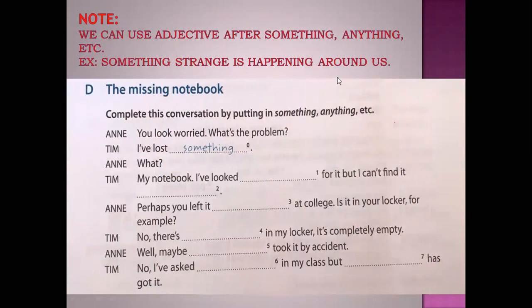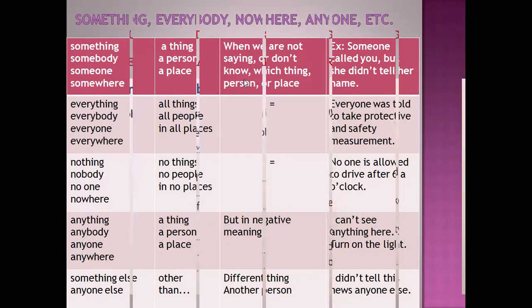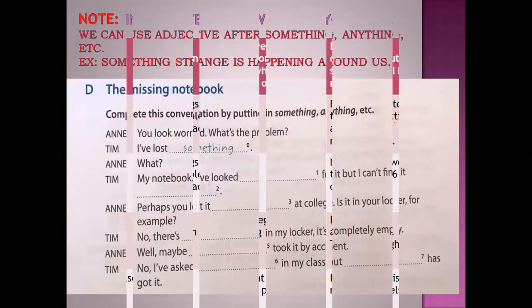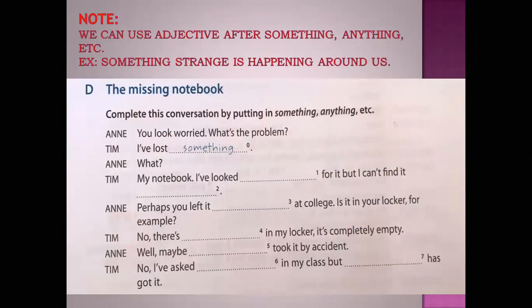Here also, have a look at the notes. There's a note: we can use an adjective after something, anything. And also, something strange is happening around us. So, Mariam, can you explain this note? What does that mean?